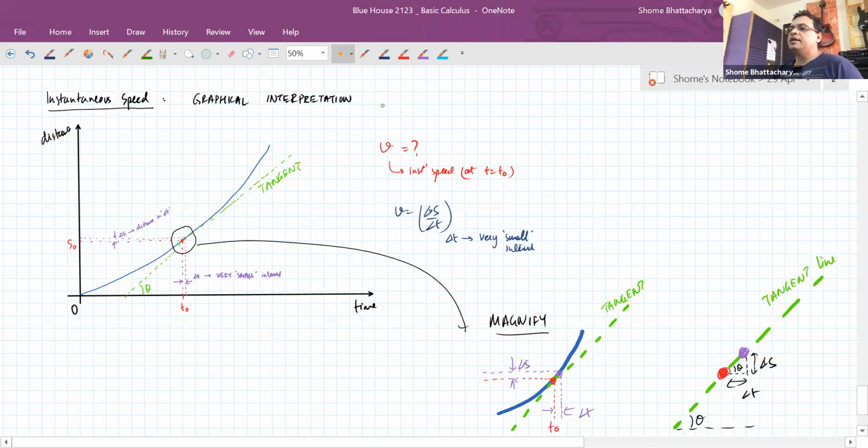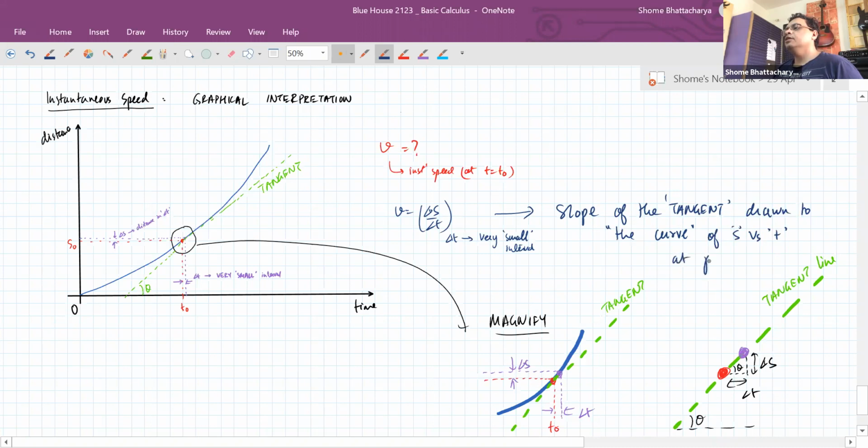So it's a somewhat more abstract idea in comparison. The graphical interpretation of this becomes what? It is the slope of the tangent drawn to the curve of S versus T at the point T equal to T naught. Okay, so instantaneous speed becomes slope of tangent as opposed to secant line.